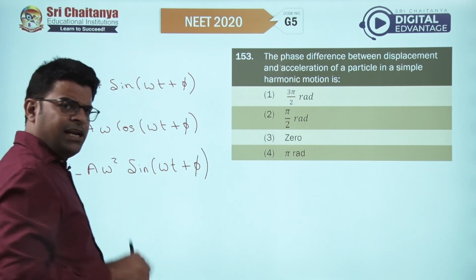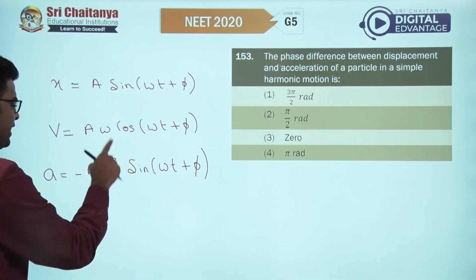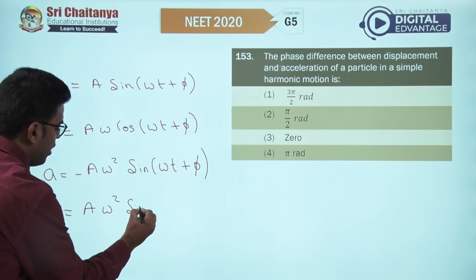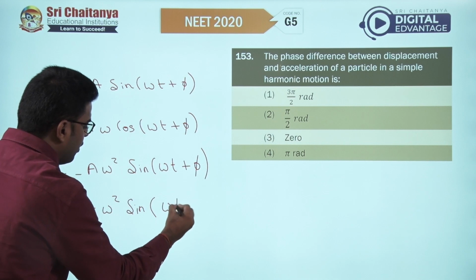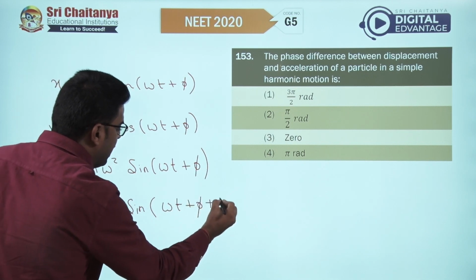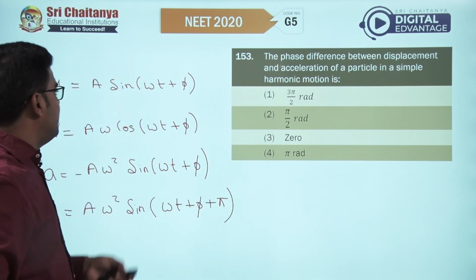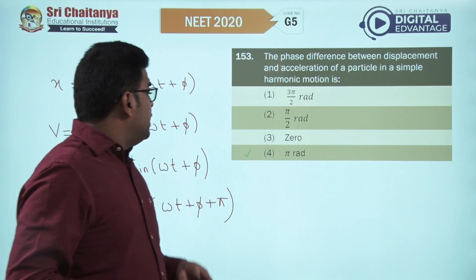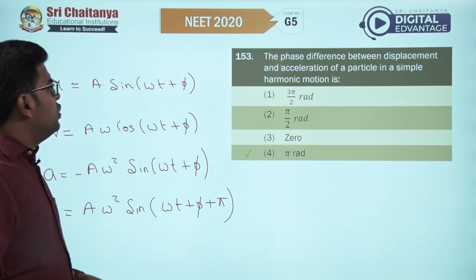And we have learned this many a time, that every time you get minus sin theta, you should think of it as sine of theta plus pi. So the phase difference between acceleration and position is pi. That is option number 4. That is the right answer to this question.